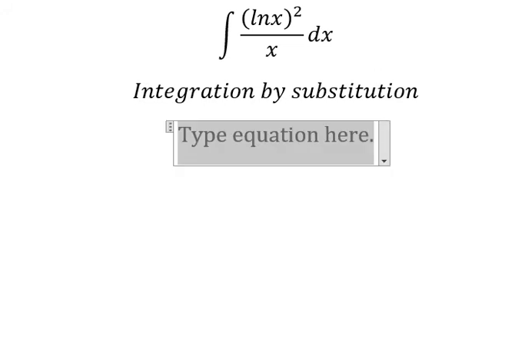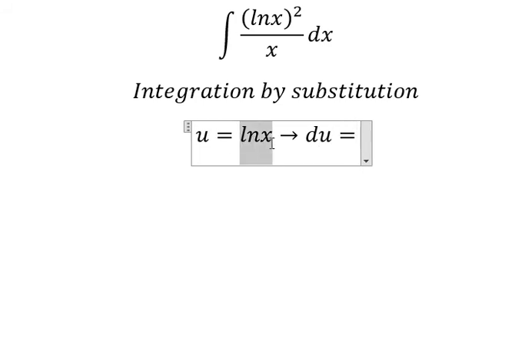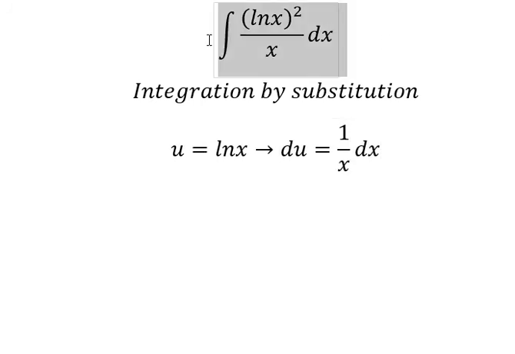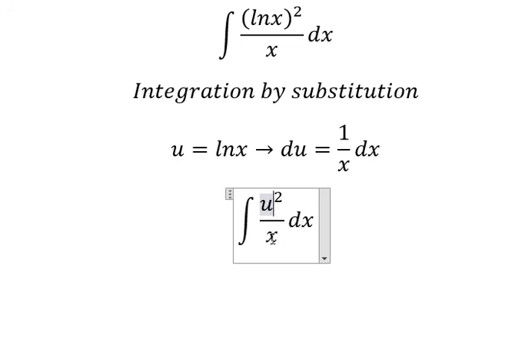So I need to put u equals ln(s). After that, we need to take the first derivative of both sides. The first derivative of ln(s) gives you 1 over s dx. This one we change to u, and dx over s we change to du.